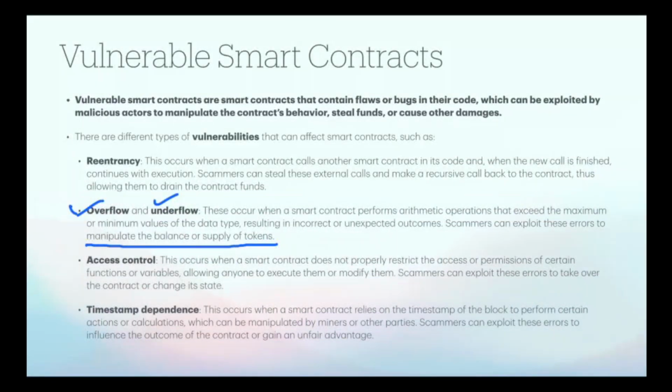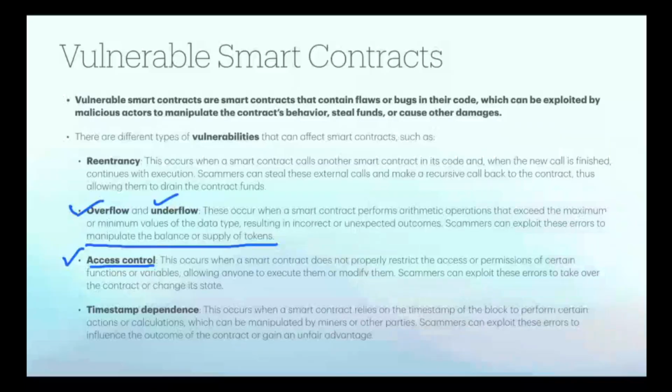Actually, there are many types of attacks, but I have taken only some of them here. The third one is access control, as we know, who controls what and who deals with what. This occurs when a smart contract does not properly restrict the access or permissions of certain functions or variables, allowing anyone to execute or modify them. Scammers can exploit these errors to take over a contract or change its storage.